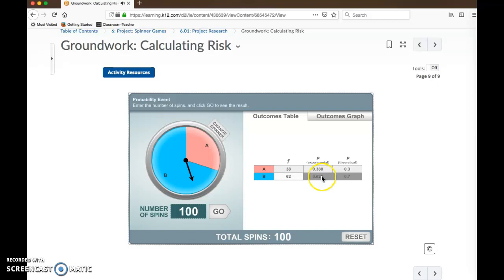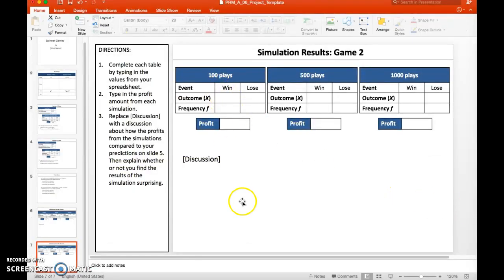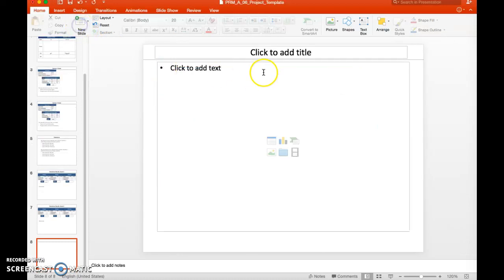Copy and paste. Do this again, and so on and so forth. Again, fill in the tables here. Copy and paste into PowerPoint. Do your discussion. If you have not already done the discussion for Unit 6 in the discussion forum, add a new slide, title it discussion, and answer those questions here.